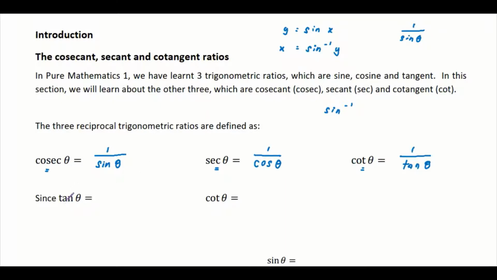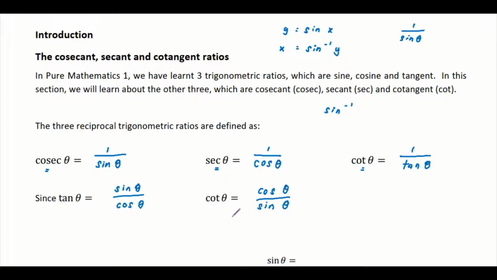Previously we have an identity that tells us that tangent theta equals sine theta over cos theta, right? Since cotangent is the reciprocal, not the inverse, sorry, it's the reverse of tangent, we say that cotangent equals cos theta over sine theta. This is one of the very helpful identities that can help you to solve equations later.